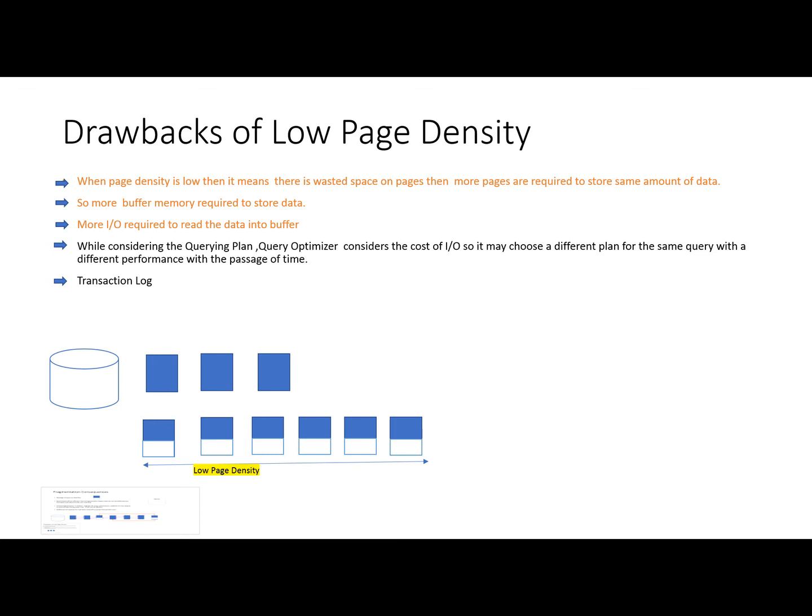Maybe at that time the plan was different, and with the passage of time, when there is more low page density and more internal fragmentation has happened, when the same query is executed, the query optimizer may choose a different plan, because it will see there is more input output cost, so it will consider another plan, and this will affect the query performance.